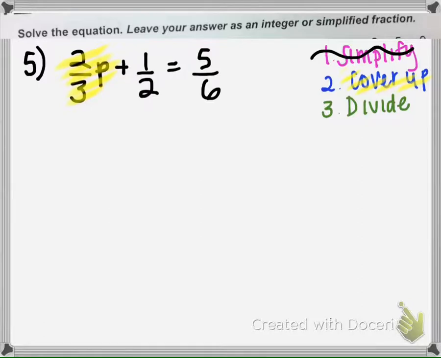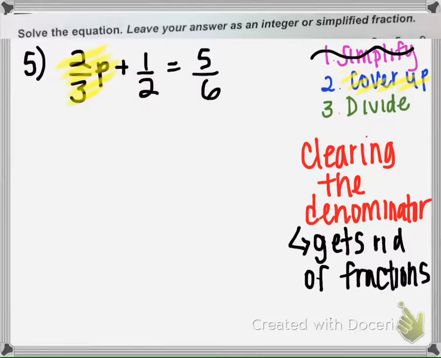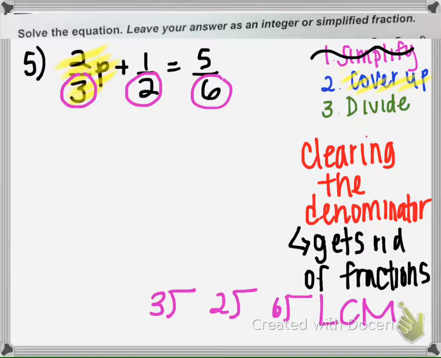Or another way we can do it is called clearing the denominator. Clearing the denominator will get rid of fractions. So what you need to do is look at your equation and look at all the denominators and ask yourself, what's the least common multiple? What number can 3, 2, and 6 all go into? There are several answers. You could pick 24, 12, or 48, but the least one will make it easier. So I'm going to go with 6 because I know 3 can go into 6, 2 can go into 6, and 6 can go into itself.